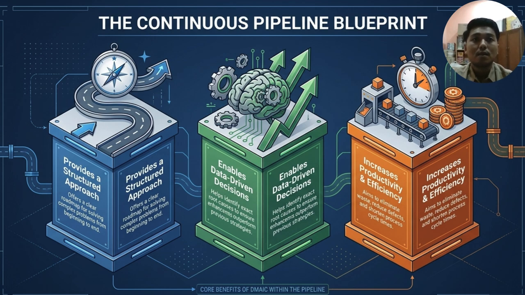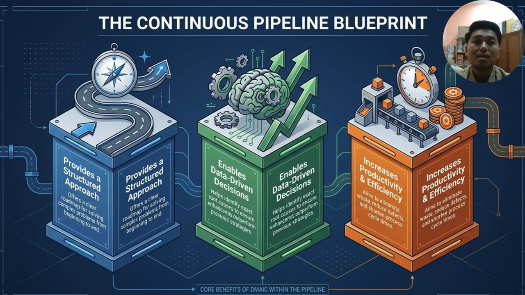Before discussing the five phases, it is important to understand why DMAIC is so valuable. The first benefit is that it provides a structured roadmap instead of solving problems randomly. Teams follow a clear sequence from problem identification to solution implementation. The second benefit is data-driven decision making. DMAIC relies on actual performance data rather than assumptions or personal opinions, making decisions more accurate and reliable.